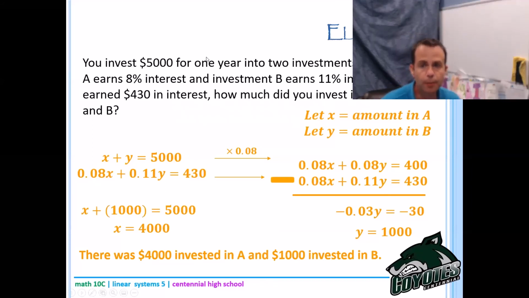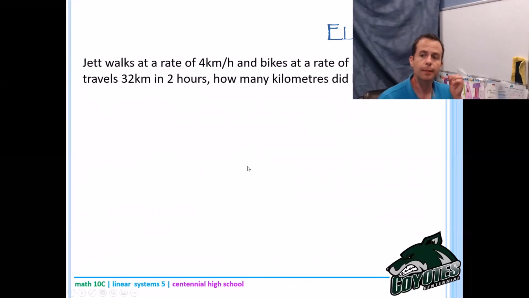The last problem we're going to talk about today is a very famous type of word problem. Jet walks at a rate of 4 kilometers an hour and bikes at a rate of 20 kilometers an hour. If he travels 32 kilometers in 2 hours, how many kilometers did he walk? Okay, this is what your math teachers lovingly refer to as a distance, speed, time question.